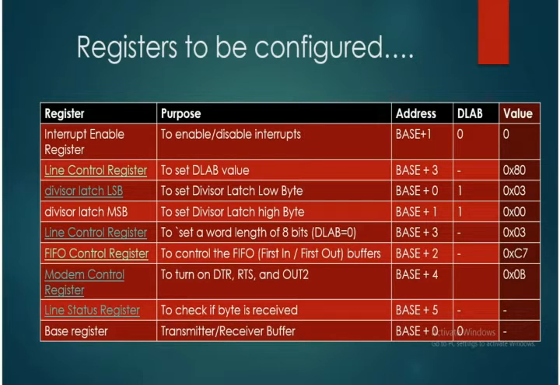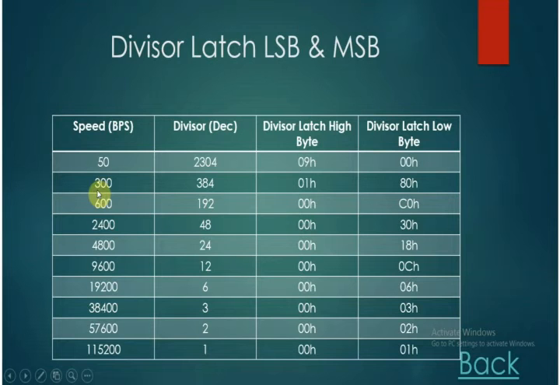Now what is the use of divisor latch LSB and MSB register? They are used to get desired baud rate. The maximum baud rate we can have is 115200 bits per second. When we divide it by 2, we get next baud rate of 57600. When we divide it by 3, we get next baud rate of 38400, and so on. So this second column shows all the divisors in decimal.